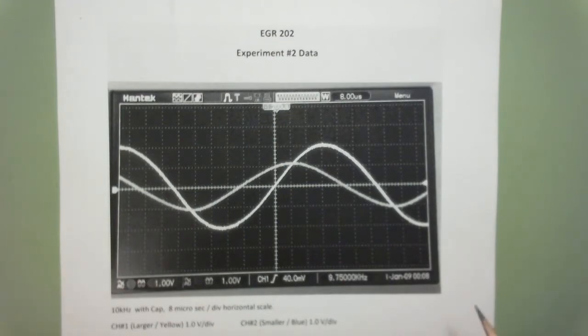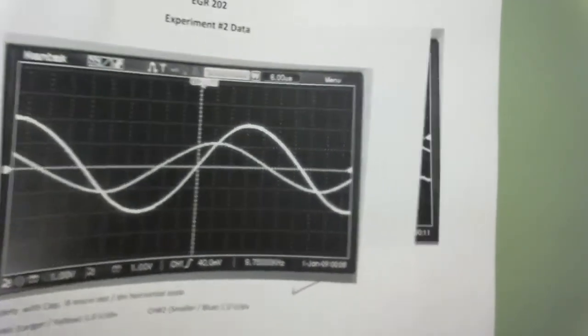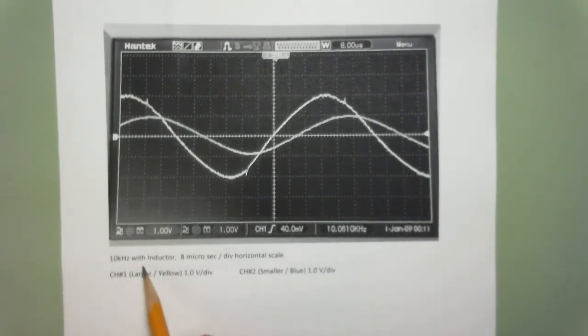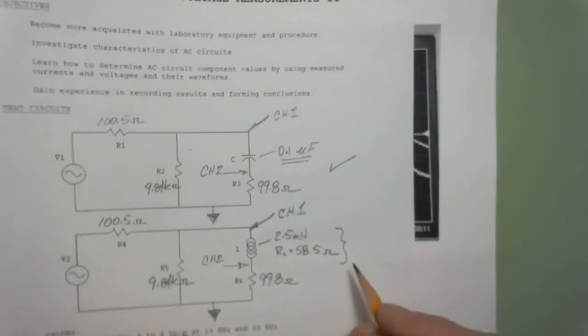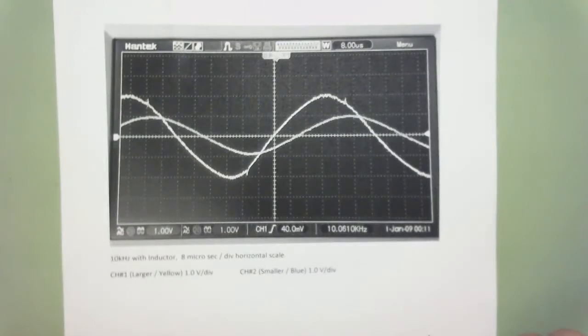So I'm going to come back and go through this one. That's just as good as any to go through. But before we do that, let's look at the other data. So we've got this one. That's the 10 kilohertz with the inductor. So now we've moved to and are looking at this circuit.